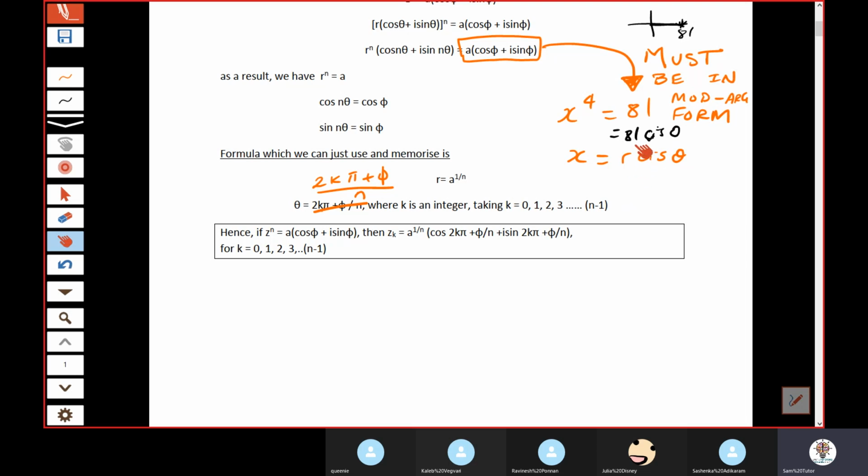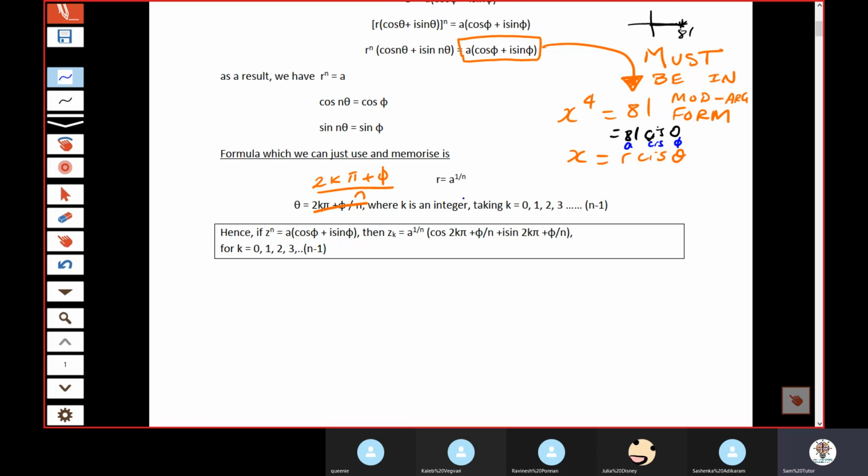So r should be 81 to the power of 1 over 4. Theta would equal 2k pi plus 0, all over 4, and so on. Is that clear? Julia, what do you reckon? Clear? Yeah. So one more time. This is your A cis phi, only for the original case, because it must be in mod arg form.